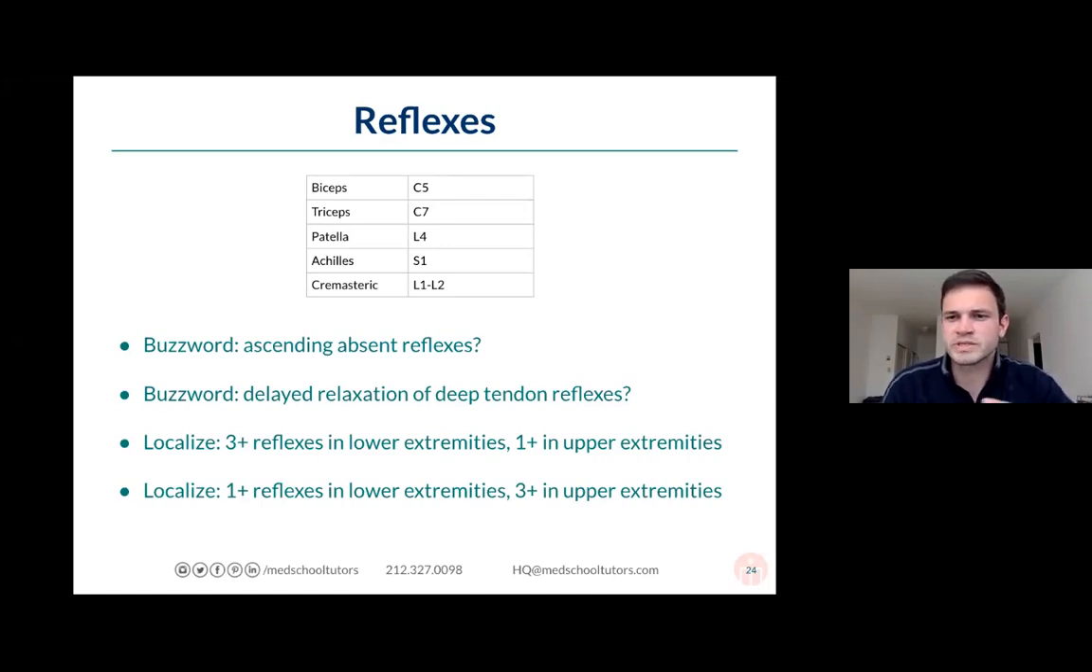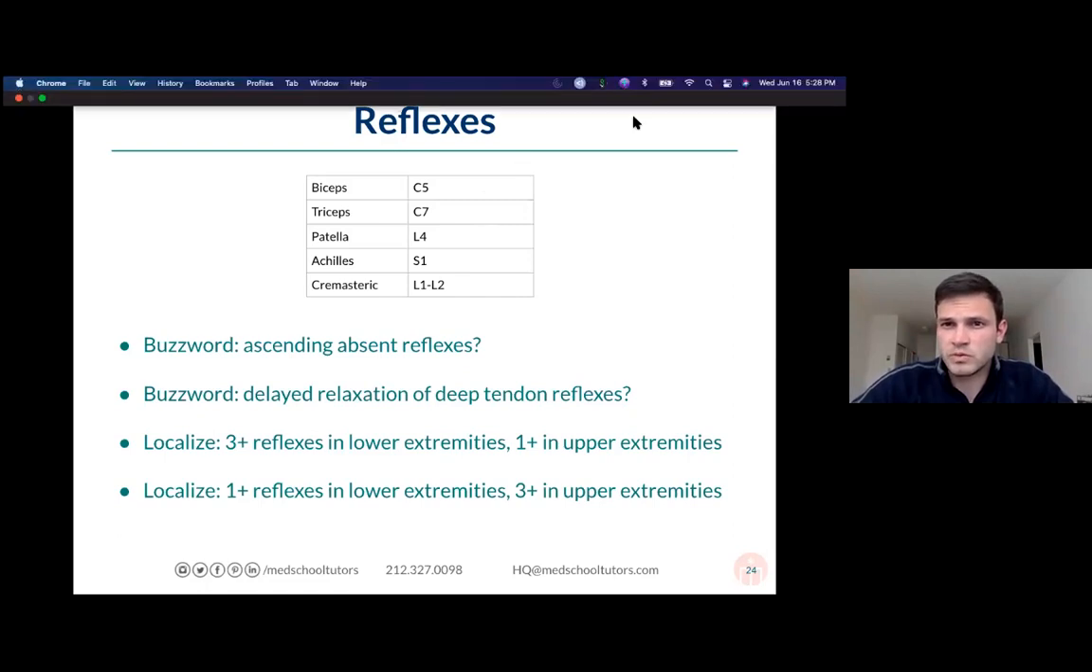You see the buzzword for somebody who has reflexes that are absent in an ascending pattern. So they lose their ankle reflexes and then they lose their patella reflexes. What disease do they have? Guillain-Barré, awesome. So two weeks after a viral URI or GI illness, ascending hyporeflexia or areflexia, you spinal tap them. They have protein but no white cells. They have albuminocytologic dissociation. Then they have Guillain-Barré. Buzzword: delayed relaxation of deep tendon reflexes.